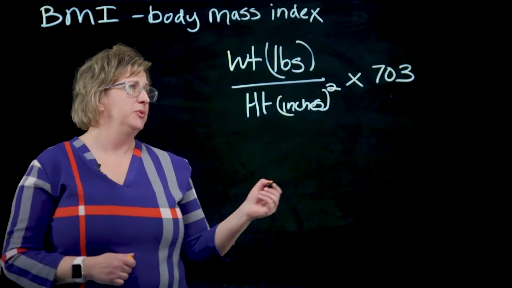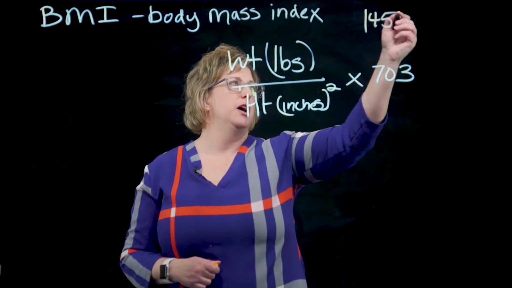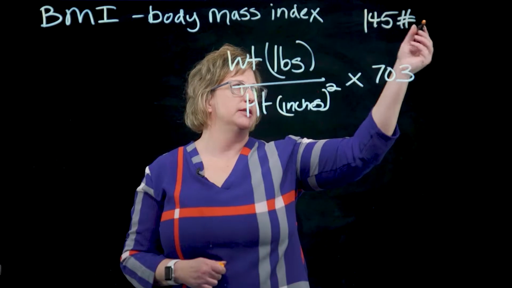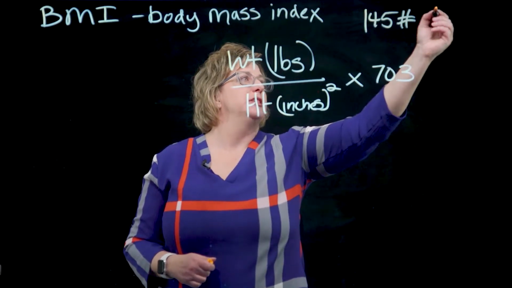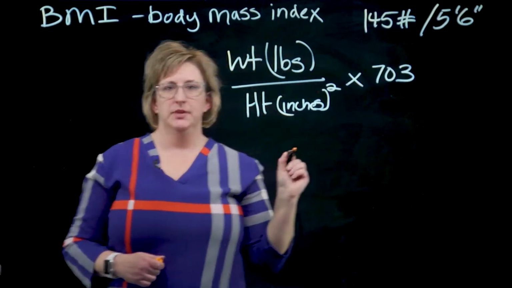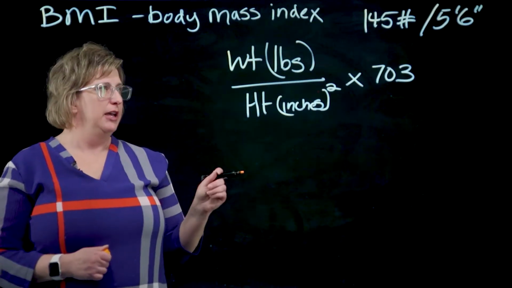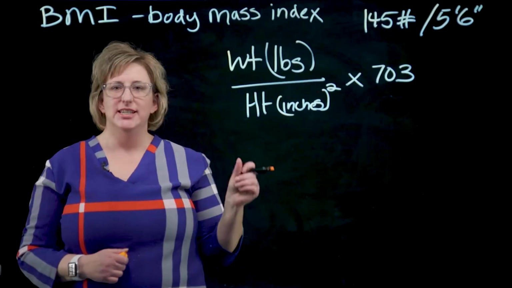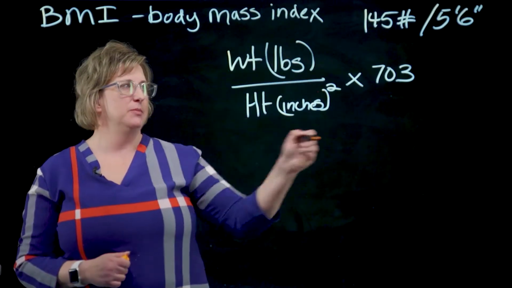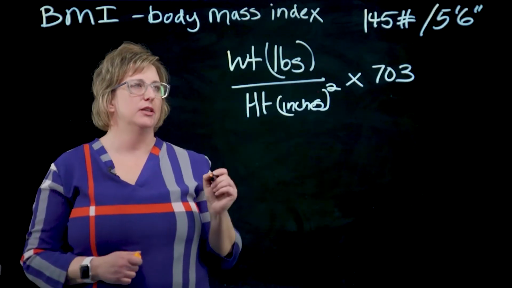So I want to give you an example. We have a student who is 145 pounds, and the pound sign is the same as LBS, and this person is 5 foot 6 inches tall. So if I have someone who's 145 pounds and 5 feet 6 inches, how much is their body mass index? So I'm going to plug their numbers into our calculation.